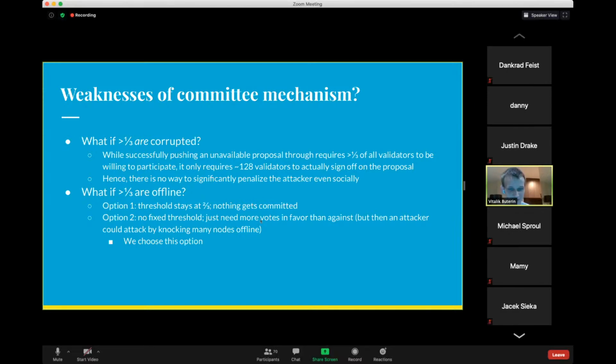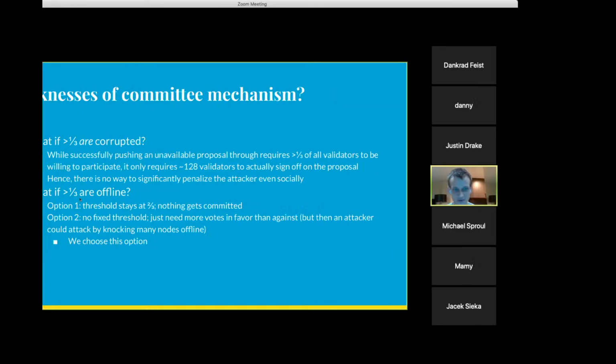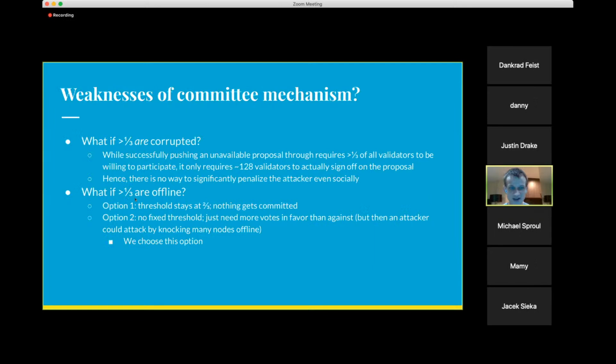And the problem is, if you take either of these trade-offs, then an attacker could potentially find some way to knock many nodes offline, and they could reduce the amount they need to attack from 1/3 to something even smaller. Like if they knock half of the nodes offline, then it goes down to 1/6. Now we do choose option 2, right? So we choose the trade-off of being more vulnerable to attackers instead of being more vulnerable to long periods of the chain completely halting, or at least the chain's ability to confirm shard blocks completely halting.